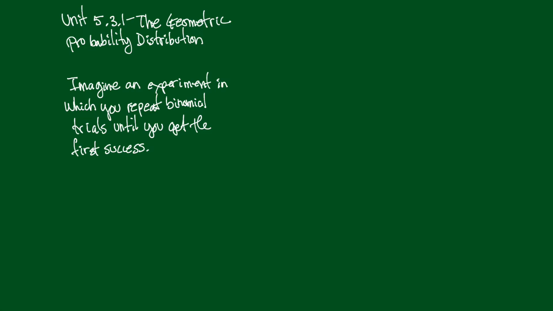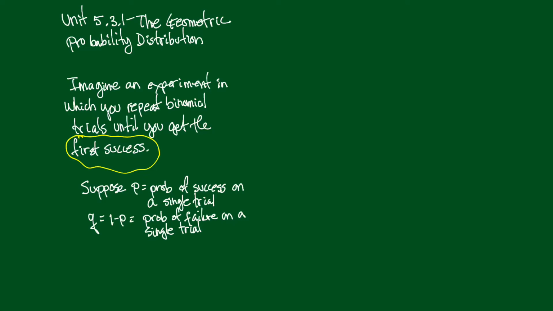Now remember, binomial trial, there's two outcomes. Probability of success every time you do it is the same. So you either get a success or a failure. And what we're imagining here is an experiment where we repeat it until we get the first success. So we'll use our regular notation here. Let's suppose that small p is the probability of success on a single trial, and then q, 1 minus p, that'll be the probability of failure.